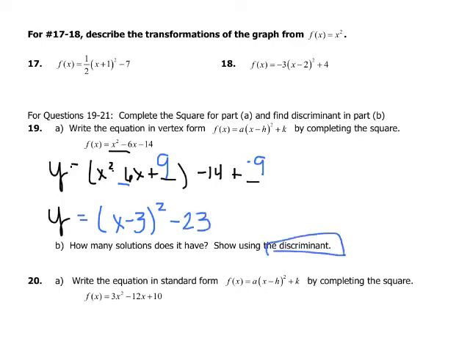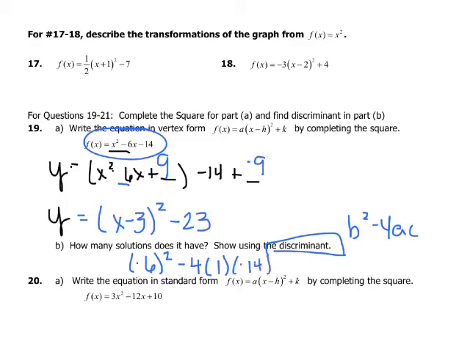Discriminant. That was b squared minus 4ac. So go back to the original. B is negative 6. I got to square that. Minus 4ac. You know what? I'm not even going to do this math. This is a positive. Minus negative is plus. That's greater than 0. Therefore, 2 real solutions.